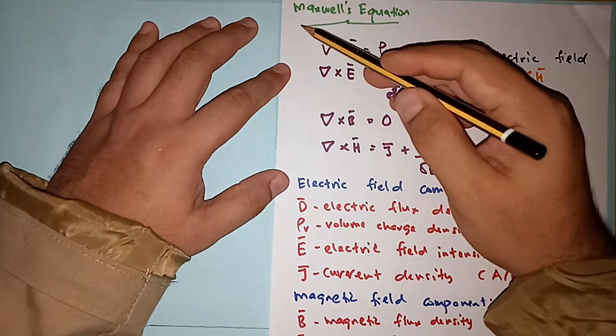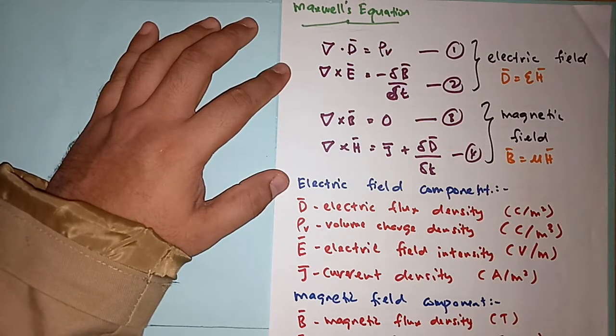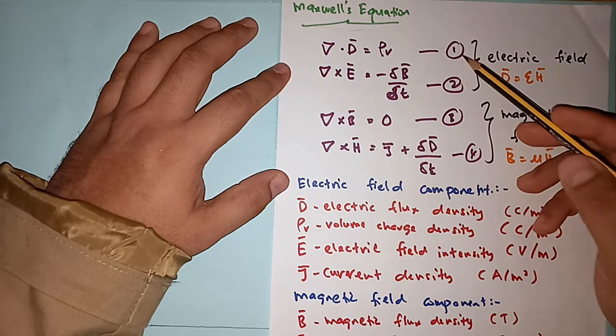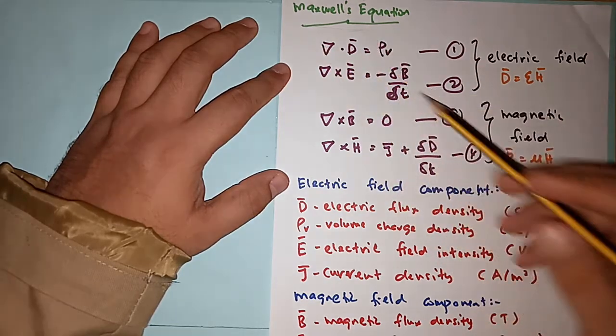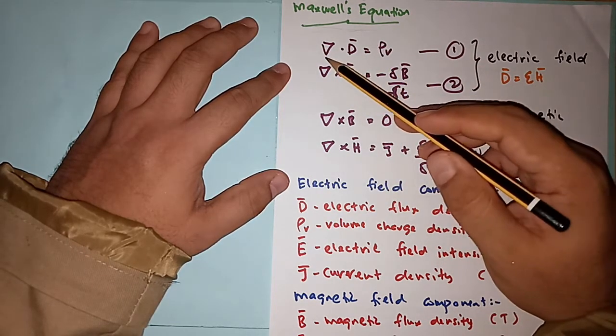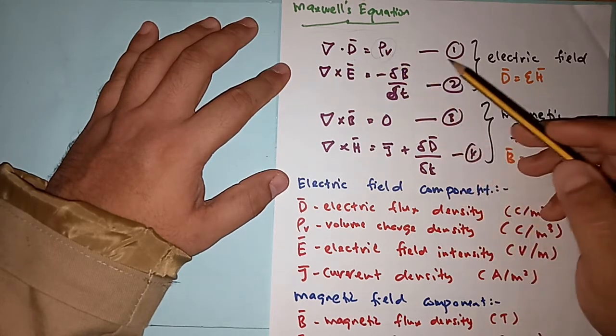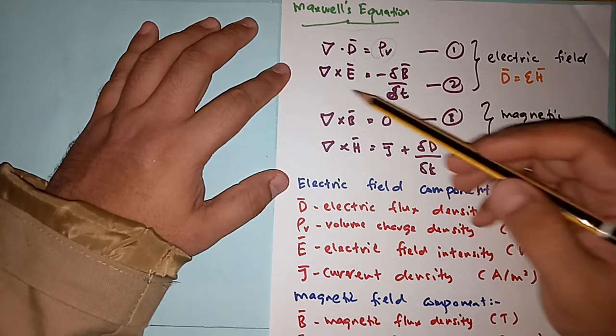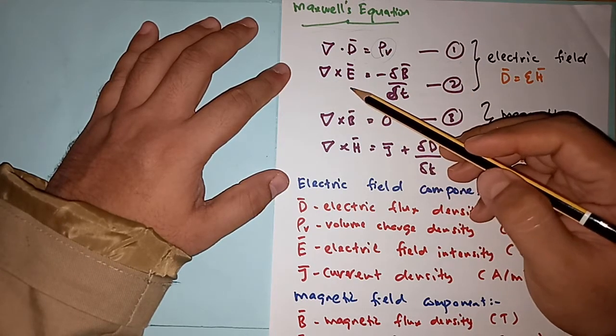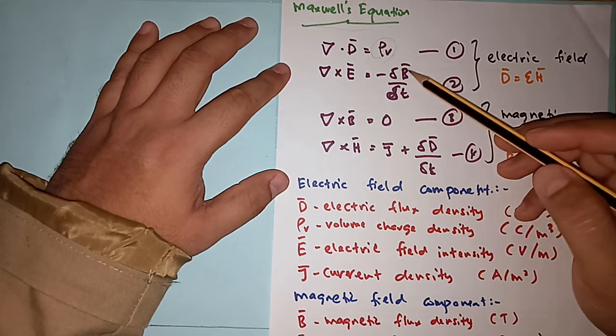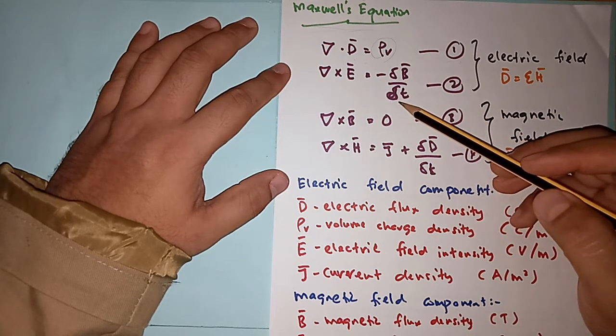Generally, Maxwell's equations are the fundamental equations that tell us what is happening in an electromagnetic field. There are four equations that make up Maxwell's equations. The first equation is del dot vector D equals rho V. The second equation is del cross vector E equals minus del vector B divided by del T.